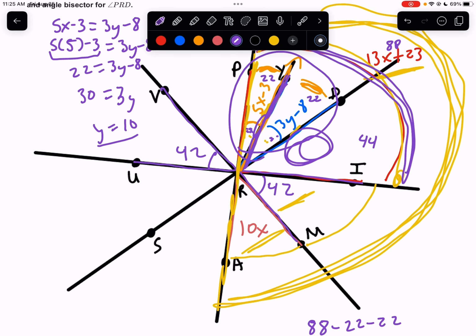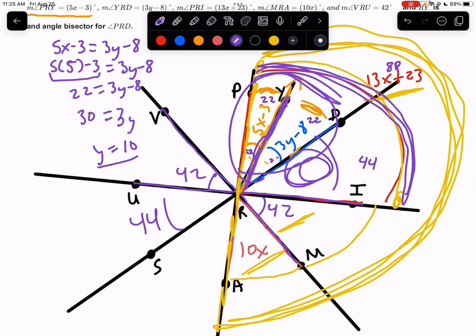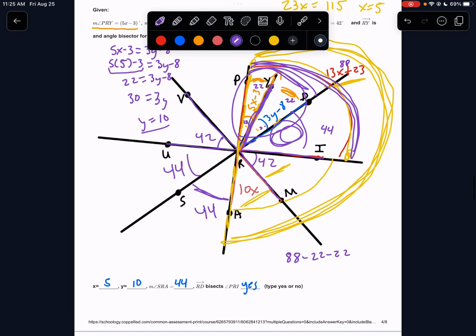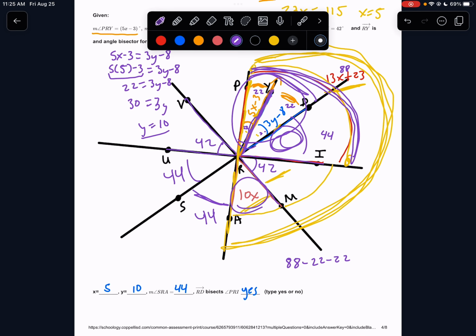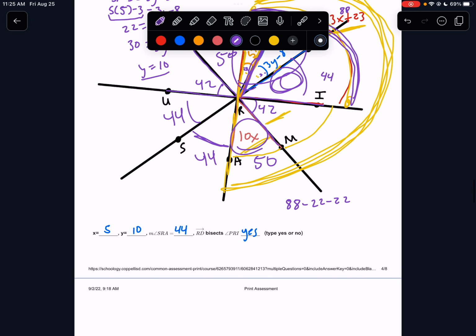And that's angle SRA. No, it's not. So this would go here. So we know this is 44. We know that these combined are 44, so this is going to be 44. Lots of vertical angles going on. And then the last one, 10x, 10 times 5. We would know that these are 50 and 50. So we've got everything now.